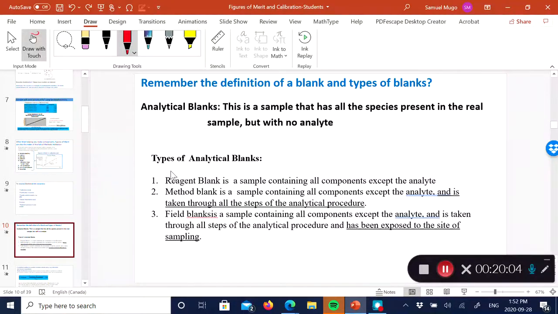Okay. And finally, the field blank, it's where you take the method blank and even take it to the environment or to the field so that you can expose it to the same realities as what the sample was exposed to. I should mention that the field blank is almost impractical in a real life situation because it's difficult to take the blank to the field, and so forth. So in most cases, you're going to see in the lab, we're going to be using the reagent blank and the method blank. They are the most practical to use in the lab.